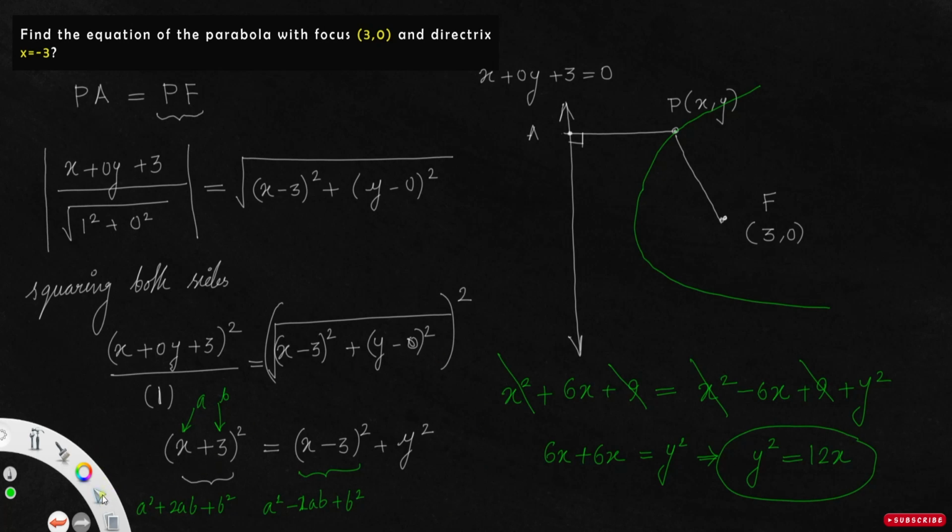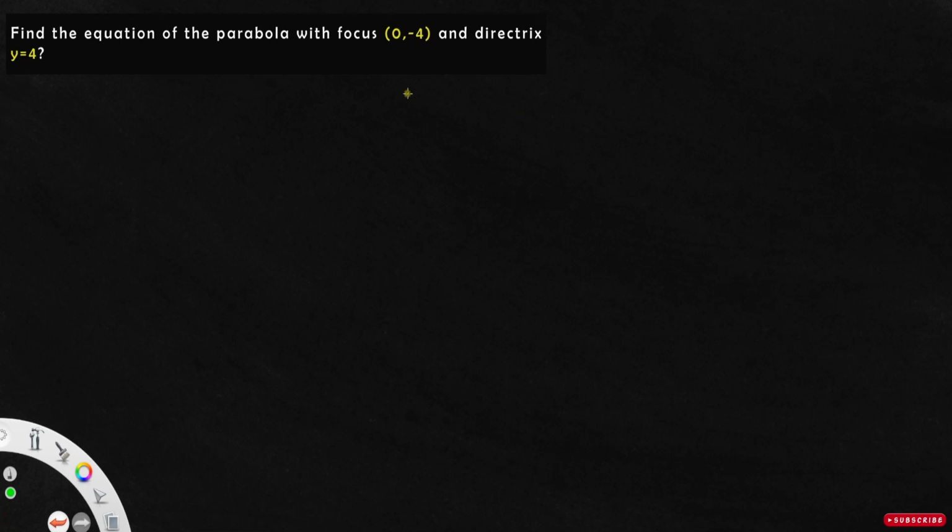Now let us take another question. Here we have a parabola whose focus is (0, -4) and directrix is y equal to 4. Usually this point is on the y-axis. You can roughly draw in any shape, okay? The equation doesn't change. But actually we know it is on the negative y-axis. So I can take a parabola like this. So the focus is here (0, -4) and the line is y equal to 4.